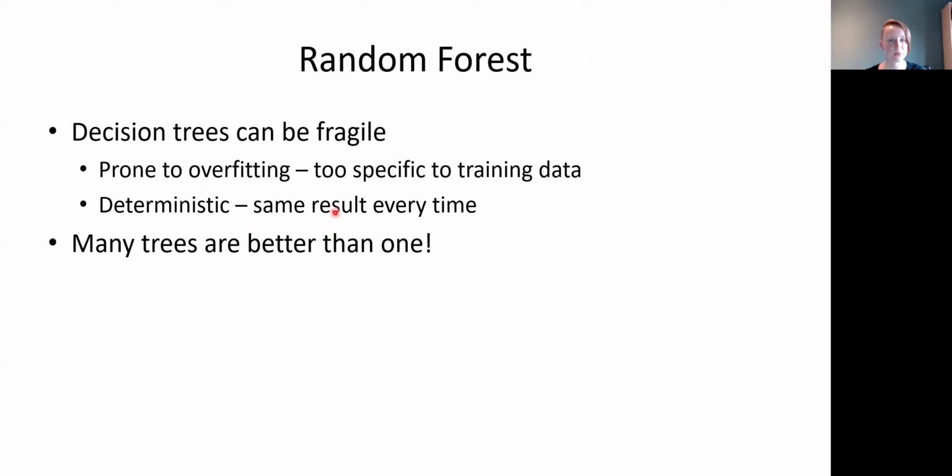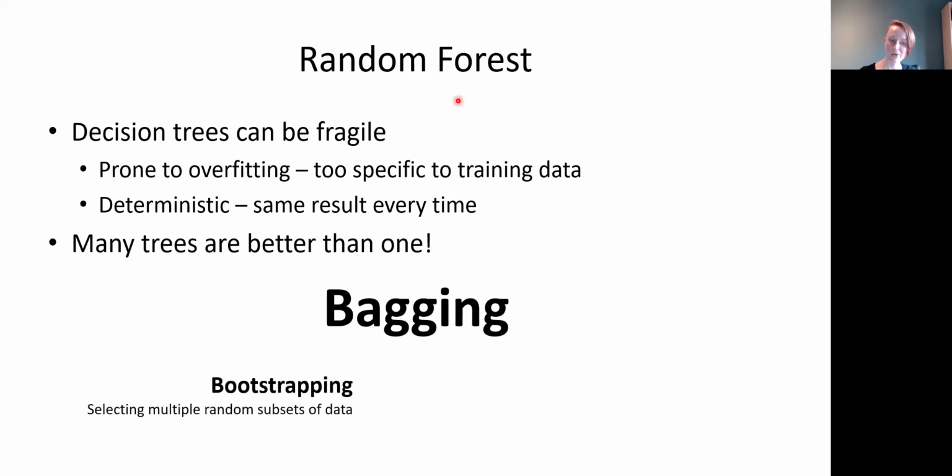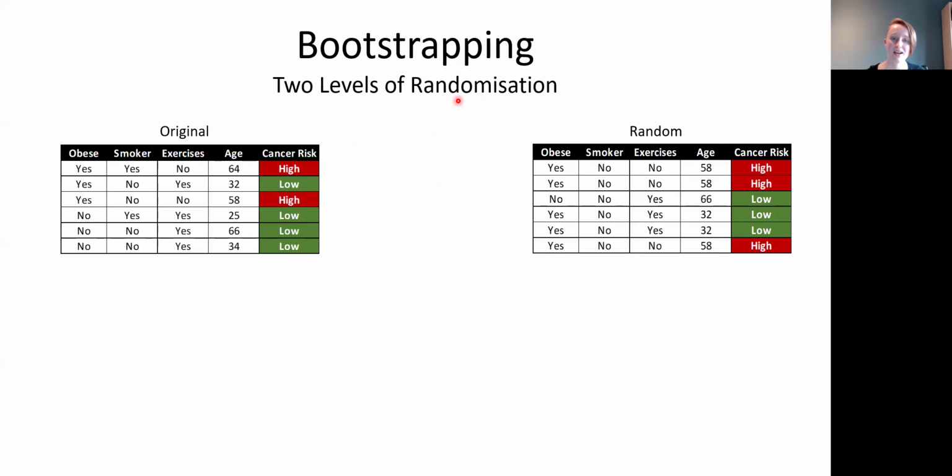The way that we can improve on this is by having many different decision trees rather than just one, and that's what random forests are. So random forests use something called bagging, which is a combination of bootstrapping and aggregating. So what actually are these?